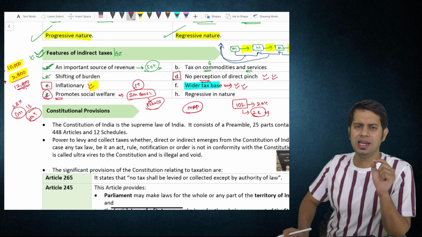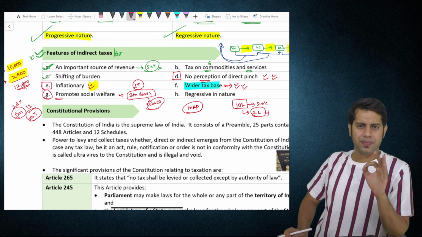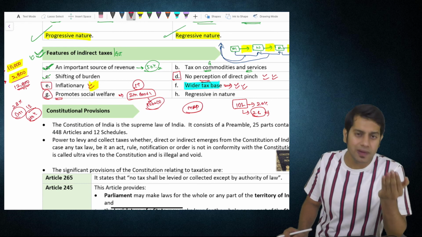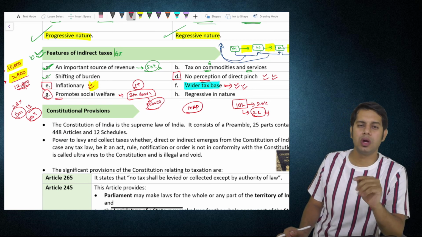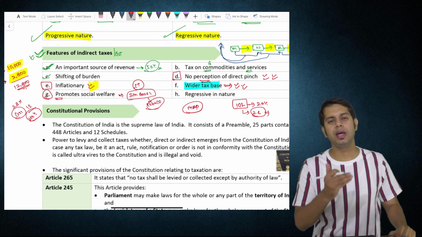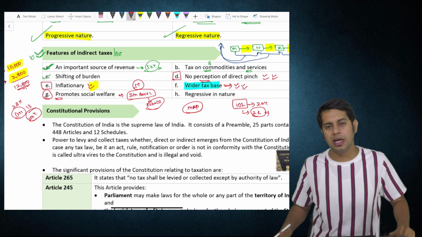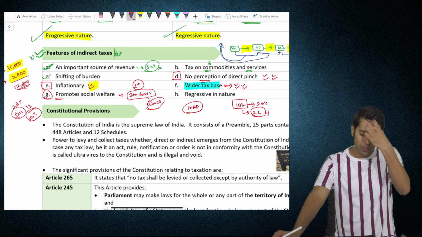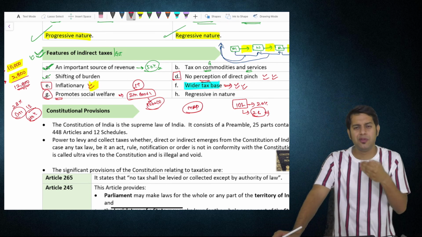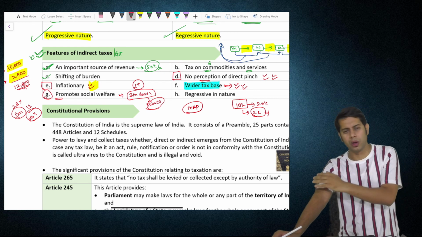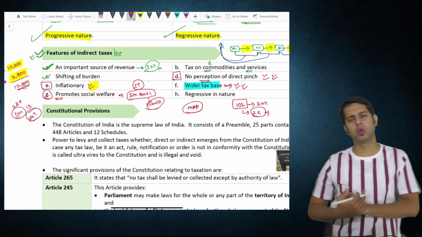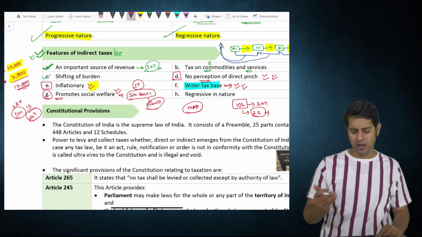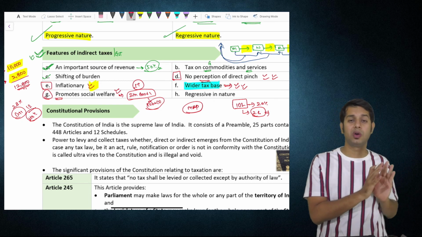What government is telling is, see, I am collecting more taxes, so if the cost of the cigarette increases, the number of persons who consume will be less, because they will have to pay more. If he wants to smoke, he will have to pay more. If you want to purchase pan masala, you will have to pay more. So it is promoting social welfare, directly or indirectly. That is what government is telling.